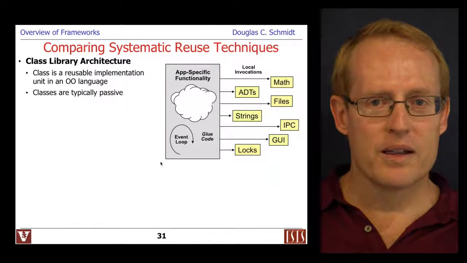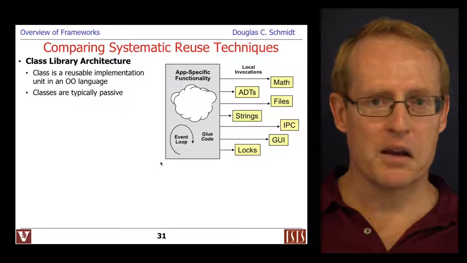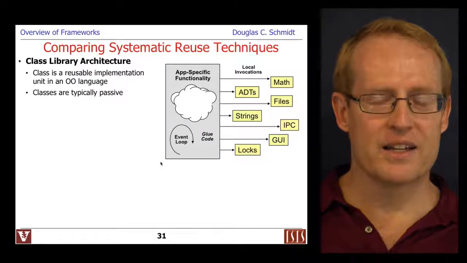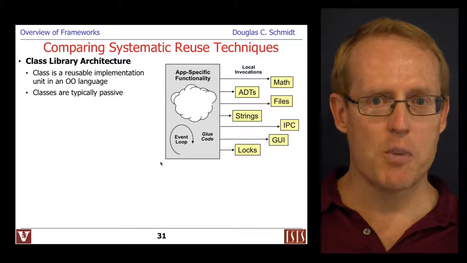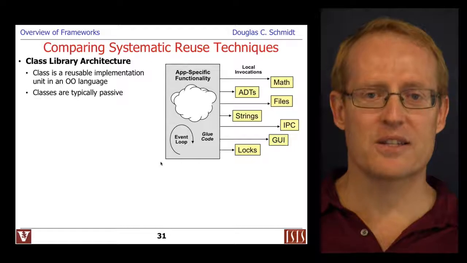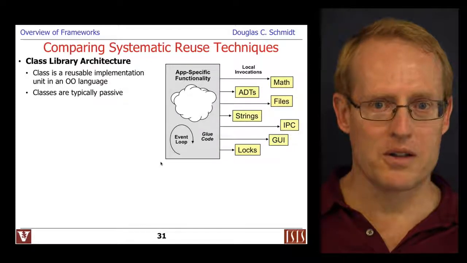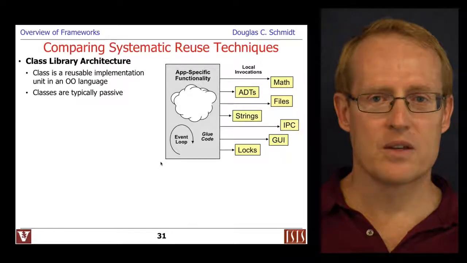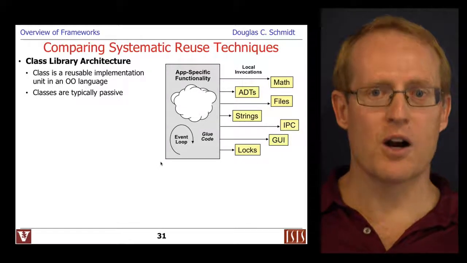Moreover, there's an awful lot of glue code that is rewritten over and over again to connect the application business logic with the various domain-independent artifacts that exist in the classes in the class library. And the application is typically responsible for the event loop. These techniques are useful, but they only go so far.